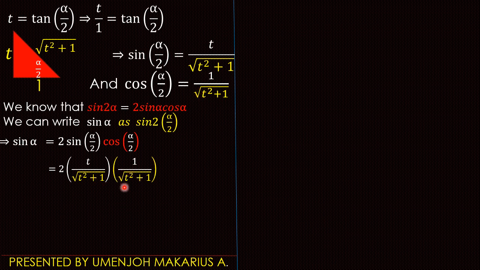So guys, if we simplify, we just see our proof coming out, because 2 is going to multiply t to have 2t times 1, which is still 2t, over the square root of something. The square root of t squared plus 1 times the square root of t squared plus 1 simply gives us t squared plus 1. So if we simplify, we simply have our sine alpha equal to 2t over 1 plus t squared. Great. So as required, since it was a proof, we can write there as required.